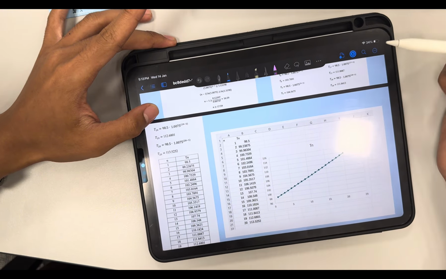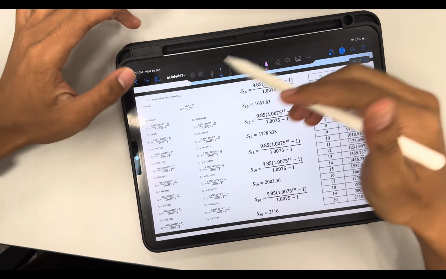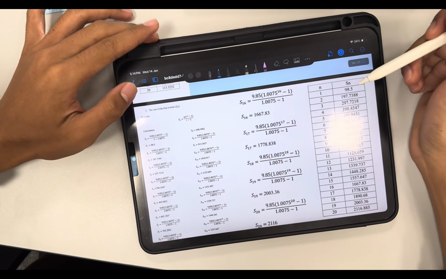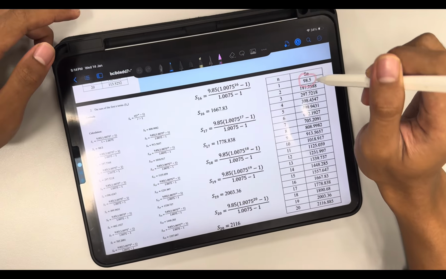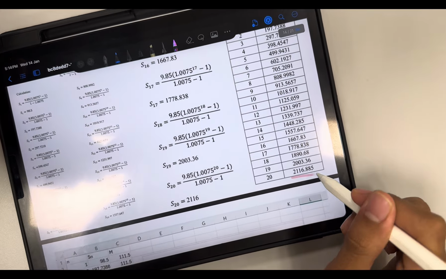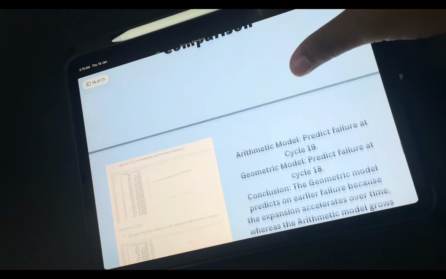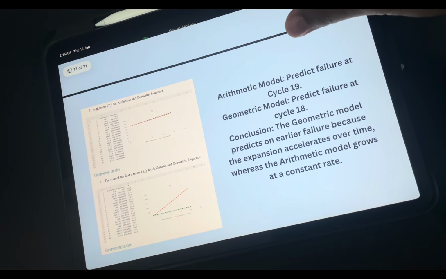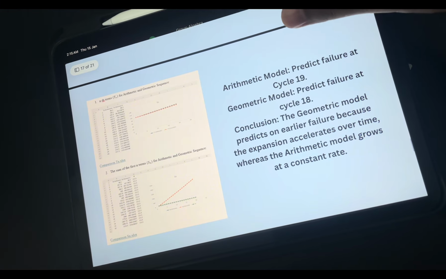Next, the cumulative sum Sn grows much more aggressively, starting at 98.5 and ending at over 2116.885. Alright, for the comparison part, here we have the arithmetic model and the geometric model. The arithmetic model predicts failure at cycle 19 and the geometric model predicts failure at cycle 18.